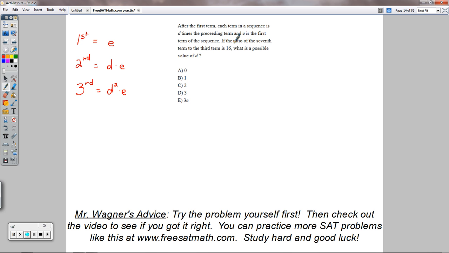And we're trying to figure out the seventh term, or we're given that the ratio of the seventh term to the third term is 16. What is a possible value of D? So we're going to go all the way down to the seventh term here. Fifth, sixth, seventh. Each time I'm taking the previous term, multiplying it by one more D. So this would be D cubed times E. This would be D to the fourth times E.